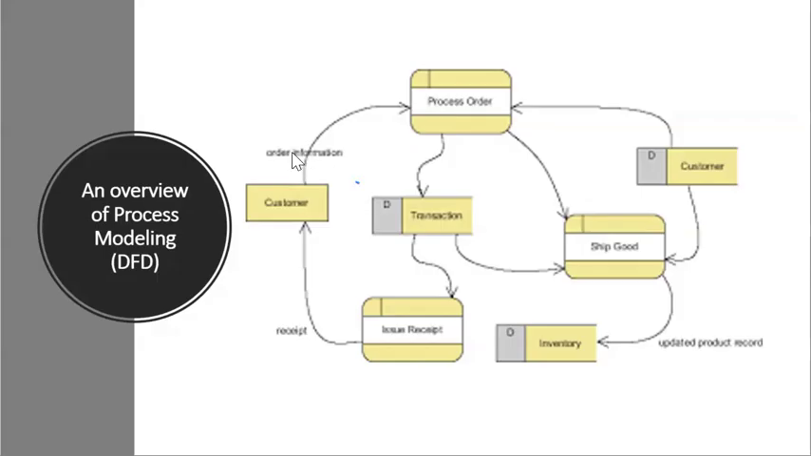So, of course, the first one, we have the external entity, like you can see here, right? Now, these represent actors outside the system boundary. They could be users, customers, administrators, including other systems, okay? And these external entities send data into the information system, as you can see there. But they also receive from the system.